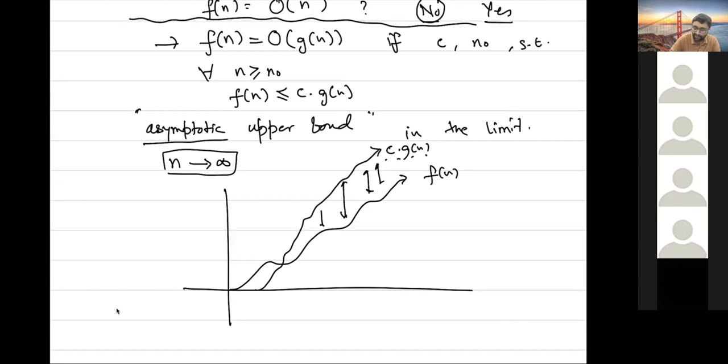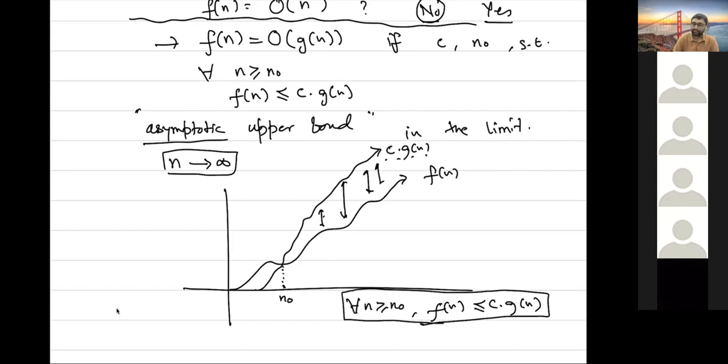In this particular case, we can say that this is the point n0, and we say that for all n greater than or equal to n0, f of n is less than or equal to c times g of n. This is what we mean by asymptotic upper bound. So this will always give you an upper bound. Okay, is this thing clear?